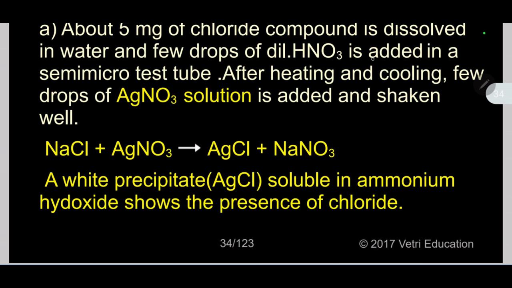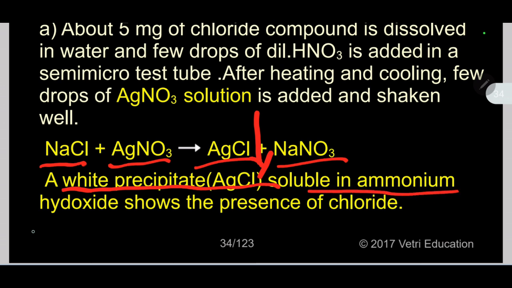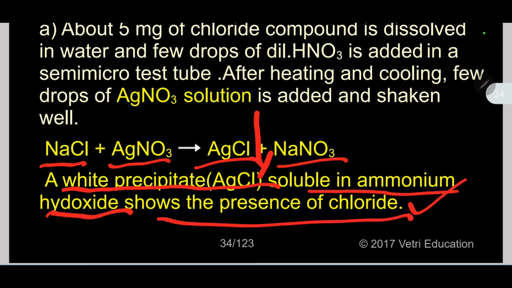So see the reaction here. Sodium chloride reacts with the silver nitrate, gives silver chloride, and silver chloride is a white precipitate. A white precipitate of silver chloride soluble in ammonium hydroxide shows the presence of chloride. That means to the same test tube, if you add ammonium hydroxide, it will dissolve. It is a confirmative test for chloride.